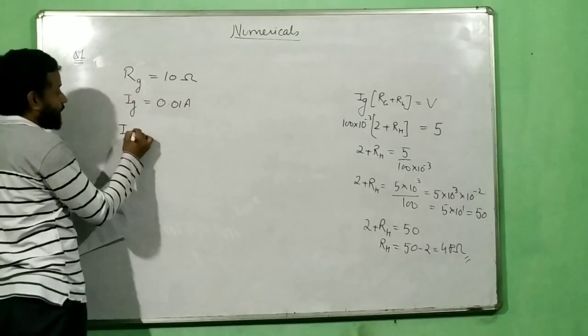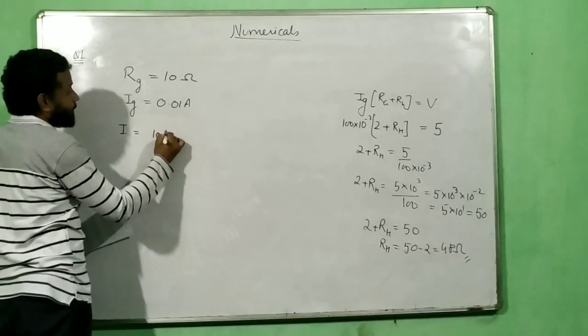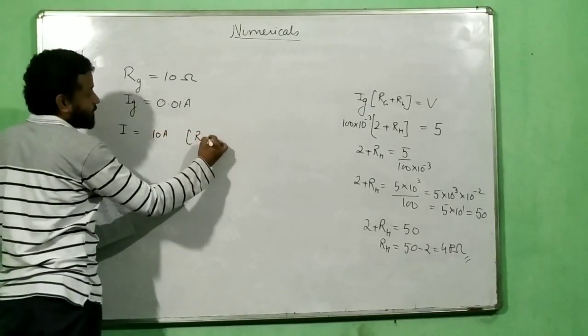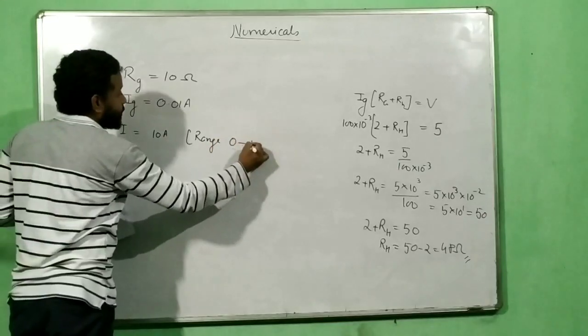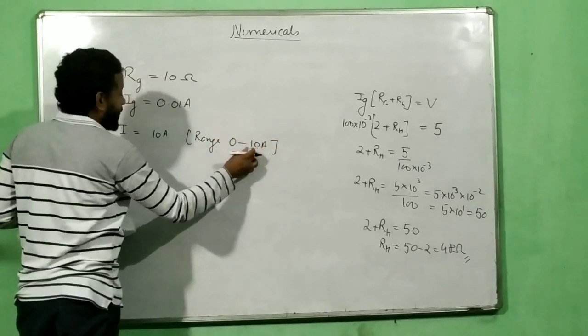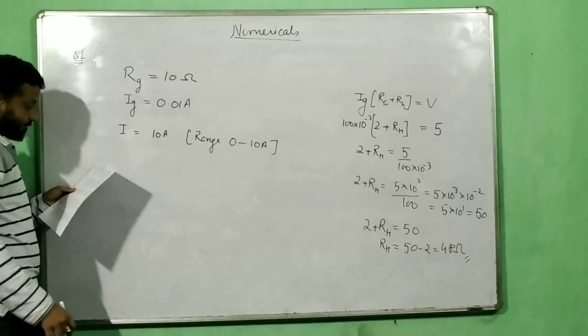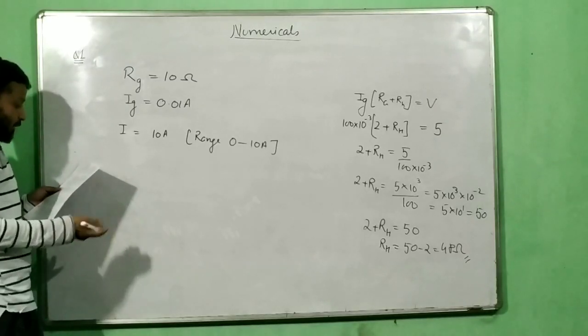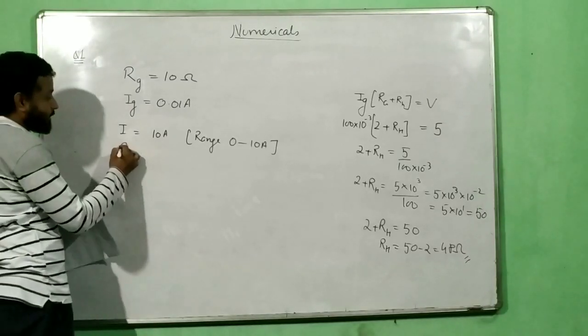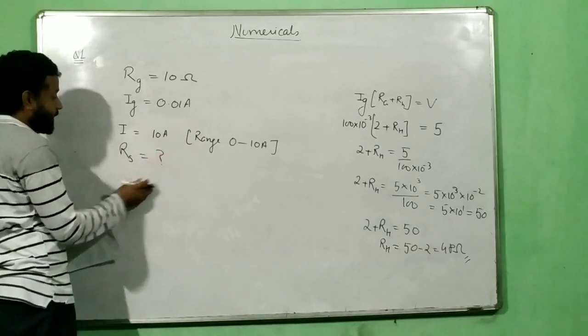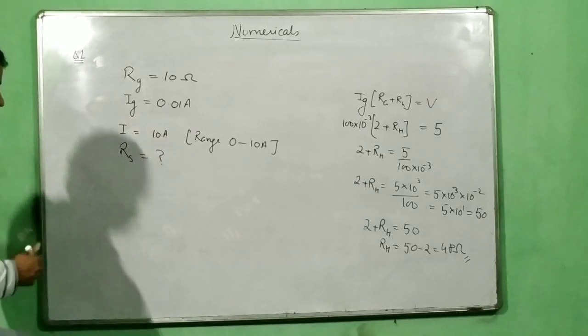So I am looking for a current which is equal to 10 ampere. So basically the range is 0 to 10 ampere, and I will take the upper end. Find the value of shunt resistance. So what is the value of shunt resistance? This is what we have to find.